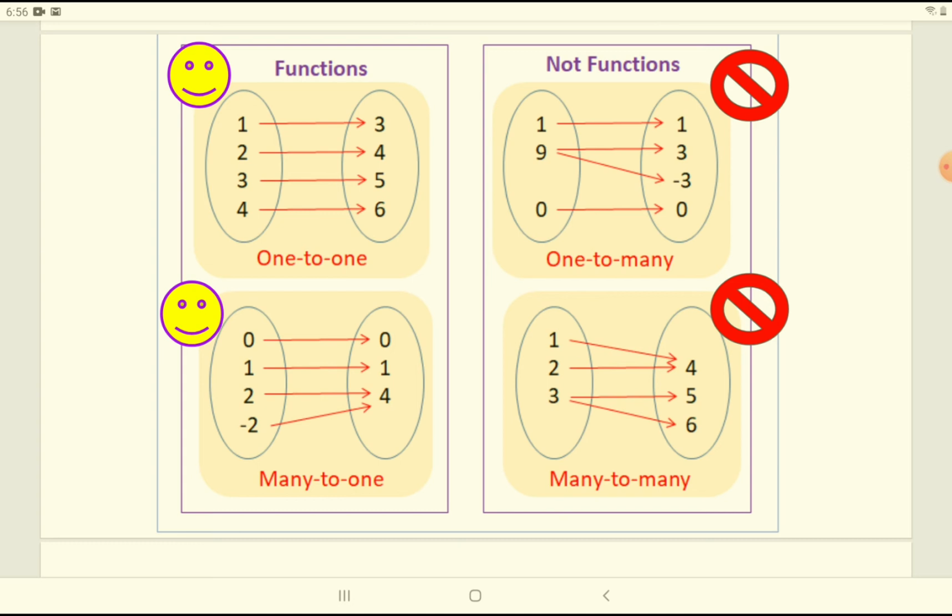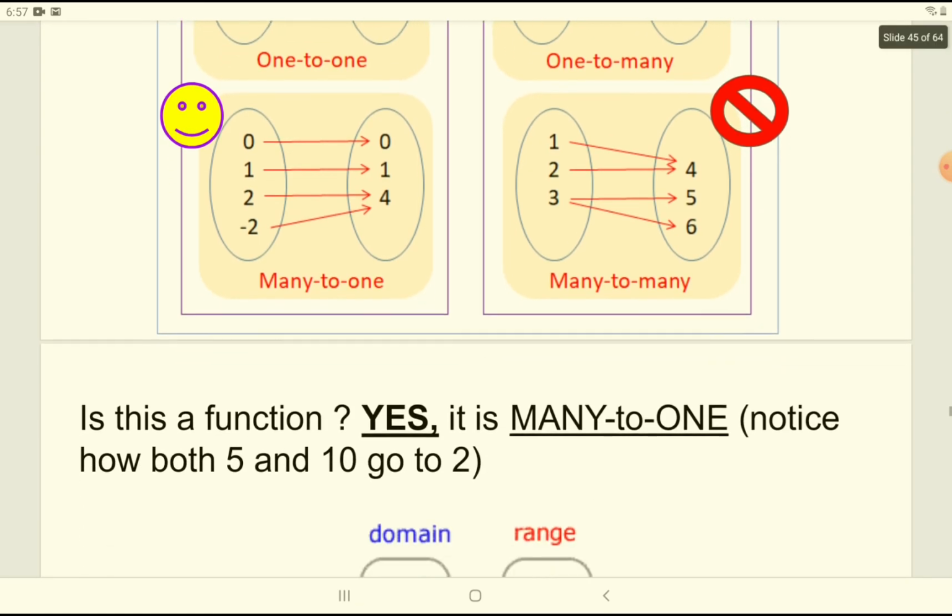Okay? On the right-hand side, these are not considered functions. Okay? 1-to-many. This is where 9 goes to 3 and -3. That don't work. That's not going to work. Okay, so that's not a function. And then there's many-to-many, and that's just chaos. Right? Like, I am confused. What is that? I don't want to even deal with something confusing like that. You don't want to be in a many-to-many relationship, guys. Unless you agree on it. In which case, that's your decision. But just know what you're walking into. Just know.